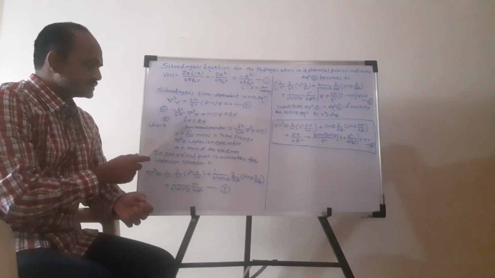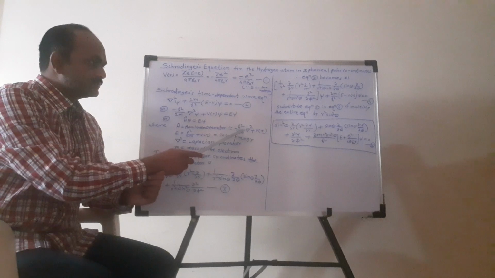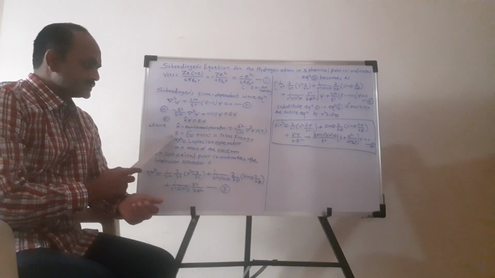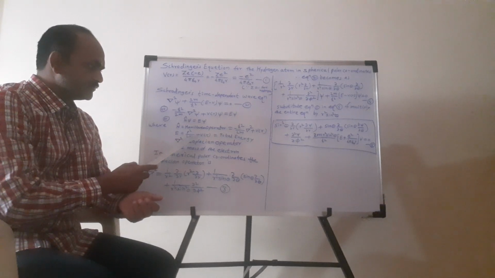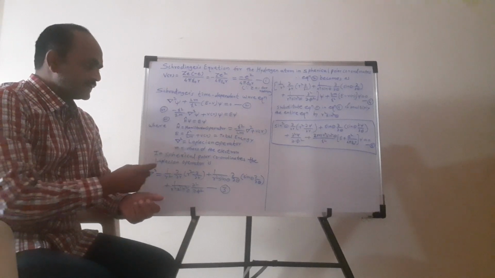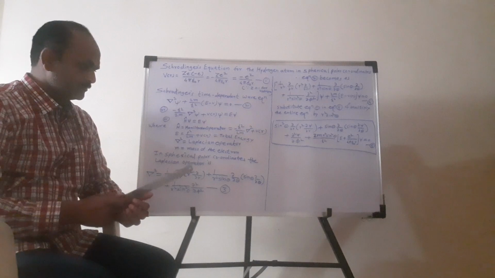Here H cap is the Hamiltonian operator whose value is minus h cross square upon 2m del square plus V of r, and capital E is the total energy having value E equal to p square upon 2m plus V of r, and del square is the Laplacian operator. m is the mass of the electron.